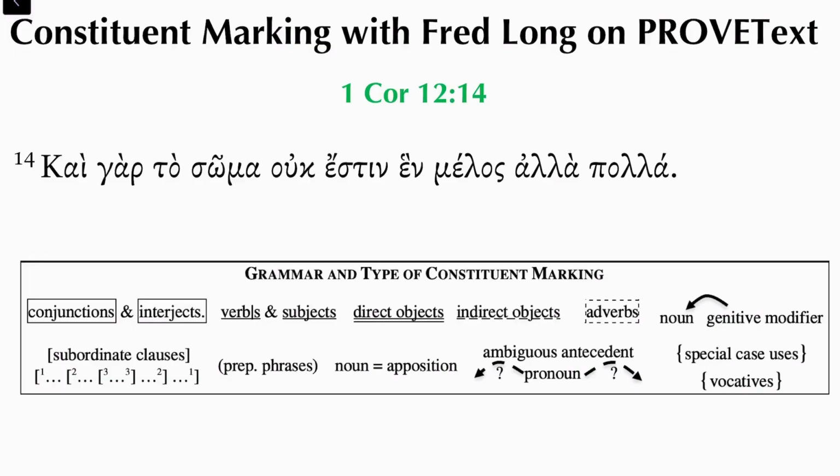Hello, welcome back to Constituent Marking with Fred Long on Proof Text. I'm Fred Long, and we're looking at 1 Corinthians chapter 12. We'll move into 13 and 14, and then we'll see where we go from there. But we've stopped and are picking back up right at 1 Corinthians 12, verse 14. And this is a simple little verse. We don't have to draw this out, make it super long, but I'll read it and then I'll mark it up and I'll try to explain the marking for those of you who are listening.